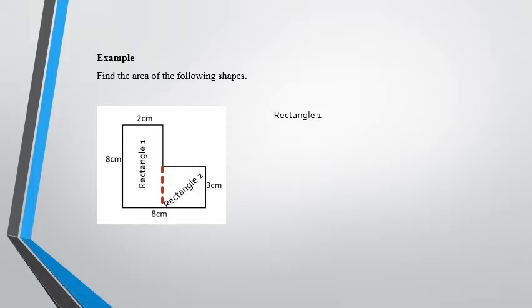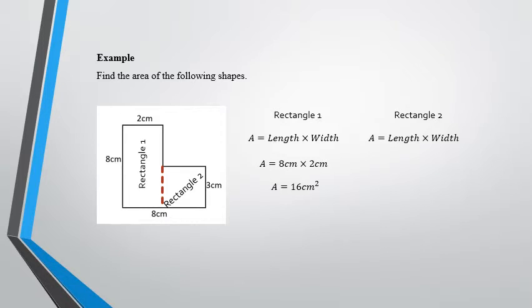So to find the area of rectangle 1, we do length times width, which is 8 times 2, or 16 squared centimeters. Rectangle 2, length times width, would be 3 times 6, or 18 squared centimeters. So the total area would be the 16 squared centimeters plus 18 squared centimeters for a total of 34 squared centimeters. So instead of trying to deal with the shape as a whole, we broke it up into two rectangles so we can easily find the area of.